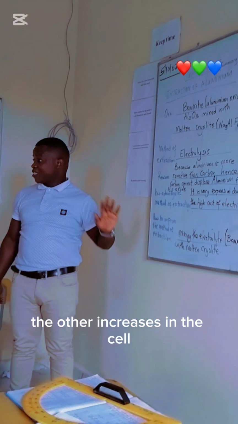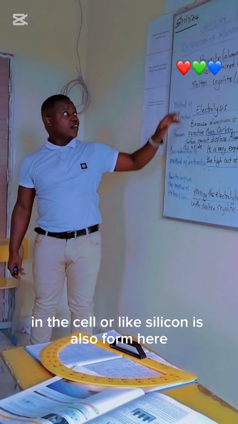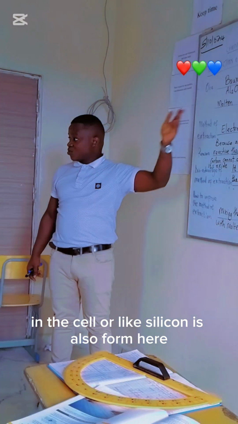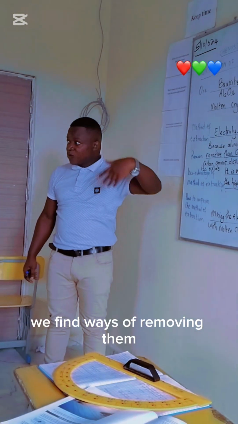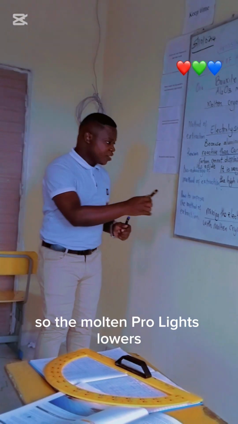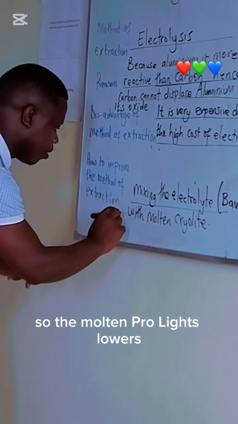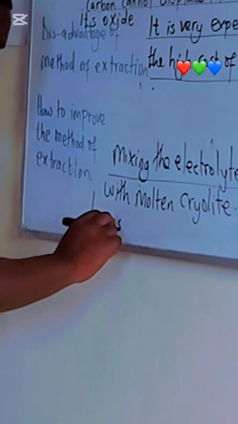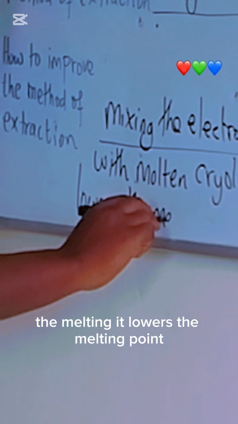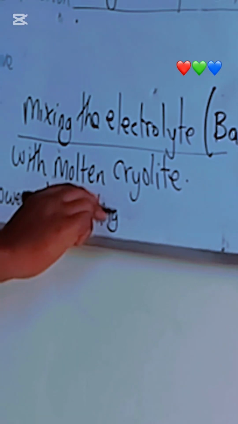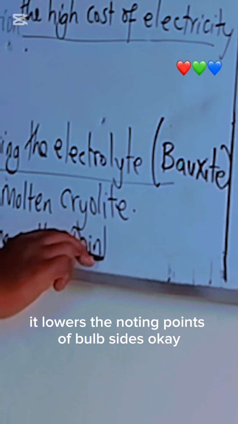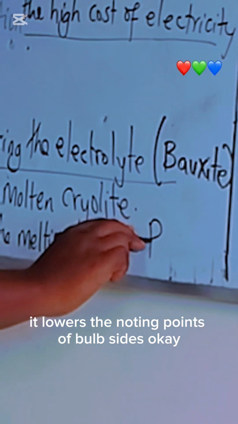There are other impurities in the same ore, like silica, which is also found here. We find ways of removing them. So the molten chloride lowers the melting point of bauxite.